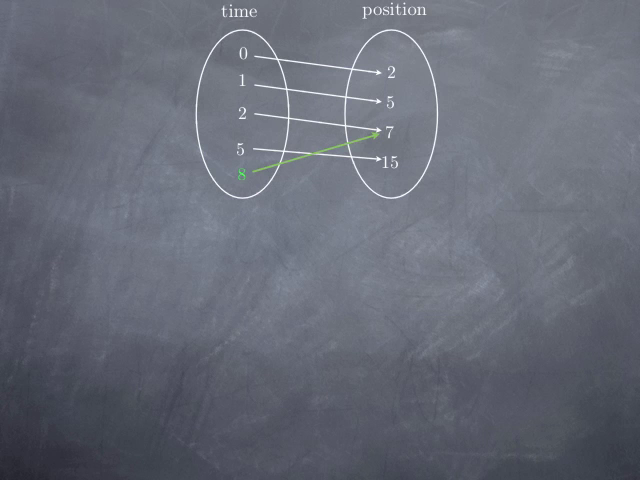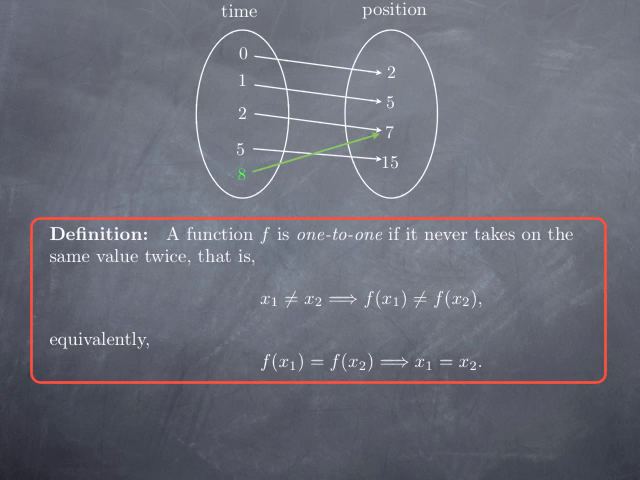In other words, where when I turn the arrows around, I'm not going to have 2 arrows coming out of the same value. And that leads to the definition of a one-to-one function. The function is one-to-one if it never takes on the same value twice. In other words, if we don't have this situation of 2 arrows leading to the same value.